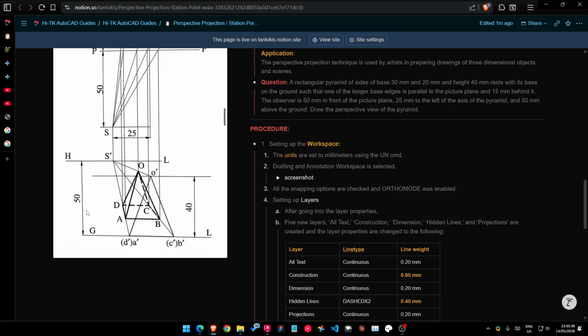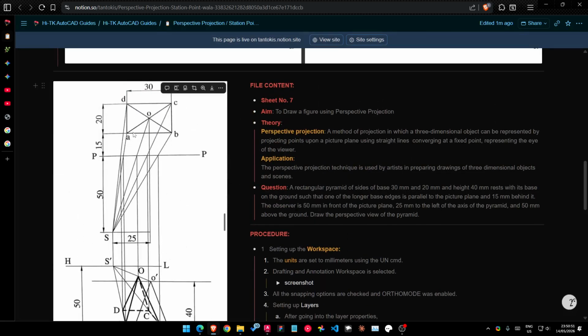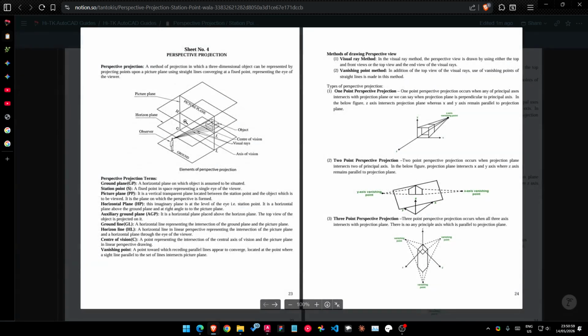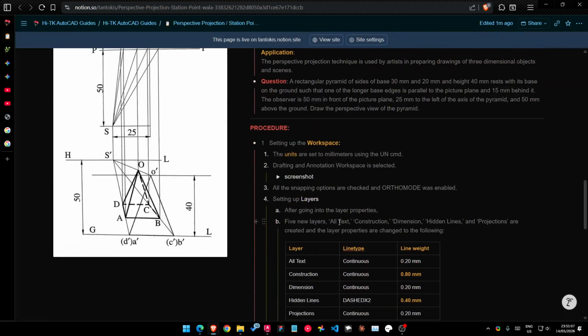This is the last 50, the 50 mm above the ground. And from here, like this above part, this much, this is the top view. But when we transition to this HL and GL, this is the actual, I guess it's the front view, which we are seeing here. Not the front view, but like this is what the observer is actually seeing.